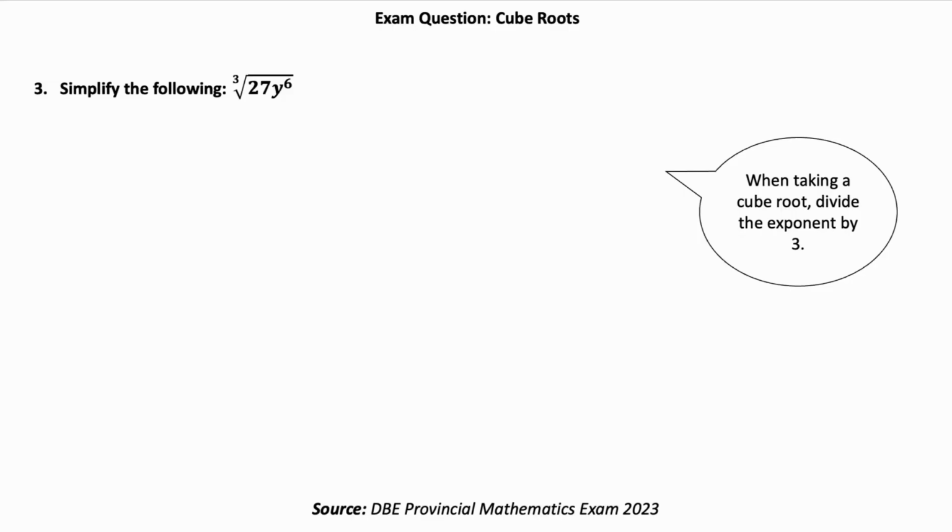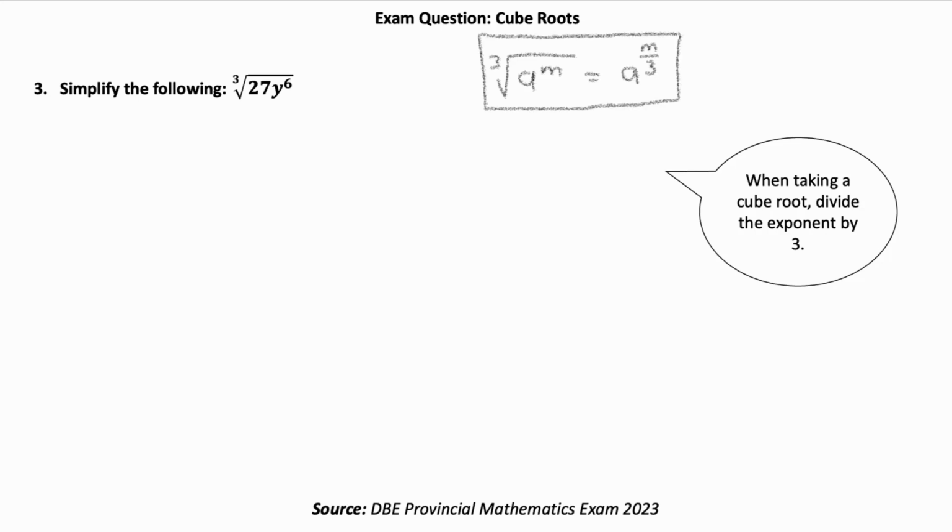Let's take a look at this example from the 2023 exam. We are asked to simplify the following. Cube root of 27y to the power of 6. Now remember, a cube root means we are finding a number that, when multiplied by itself 3 times, gives the original number. So to simplify an expression under a cube root, we divide each exponent by 3. This rule is written as the cube root of a to the power of m is equal to a to the power of m divided by 3.